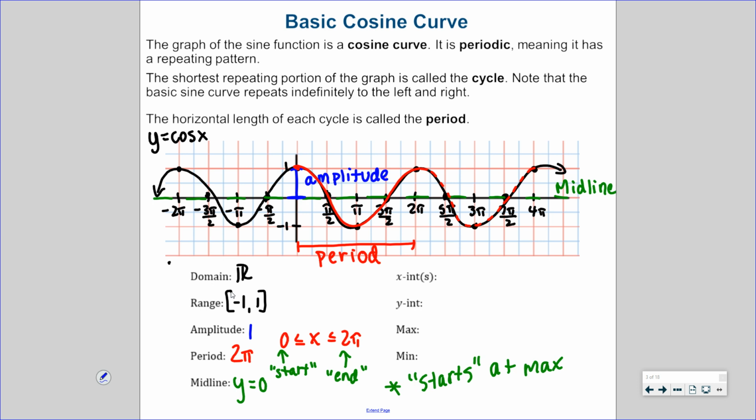But when you're graphing these, the easiest way to do it is to just start it at a max, because then you can graph them all the same way every time by setting up this little inequality. It'll tell you where to start and where to end it. But for cosine, you're just going to start up here and draw one cycle.